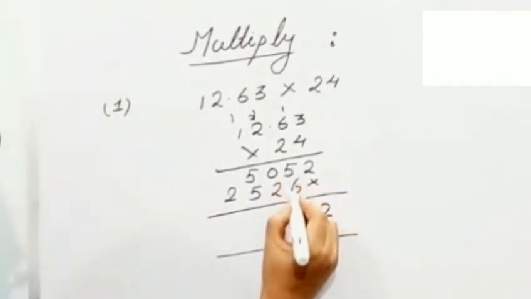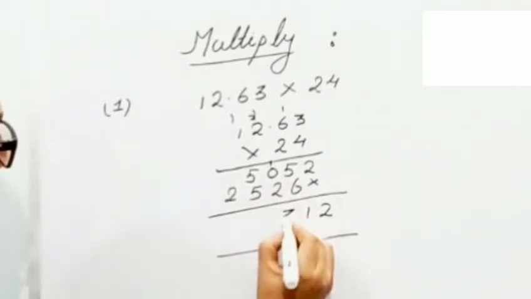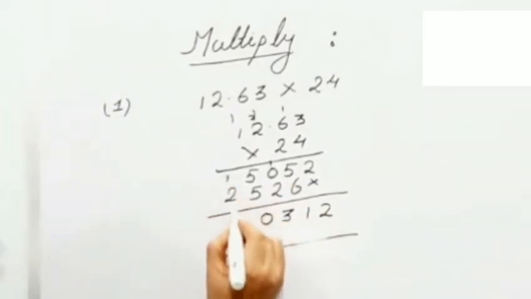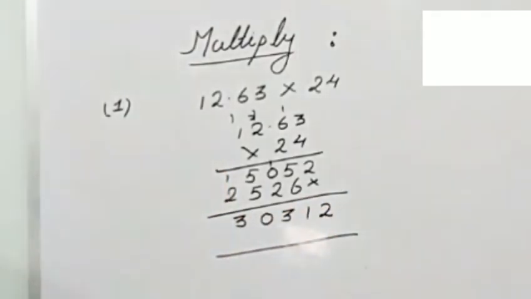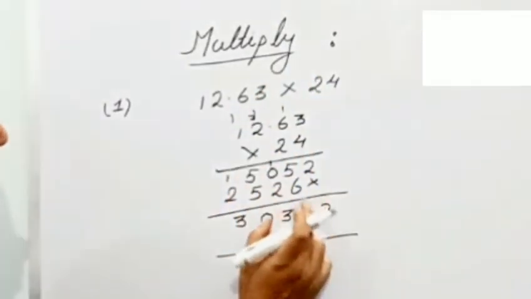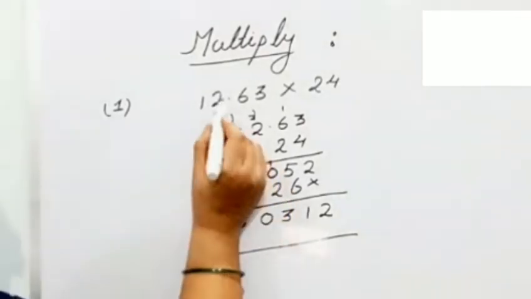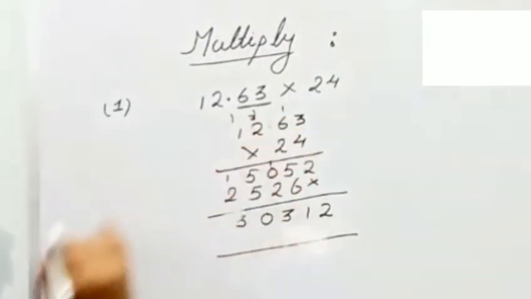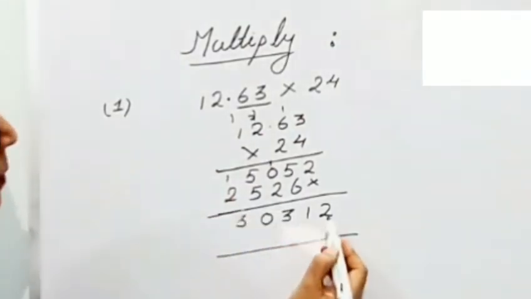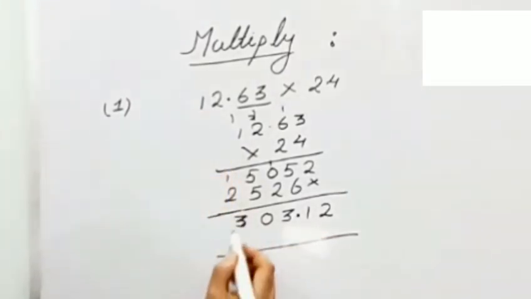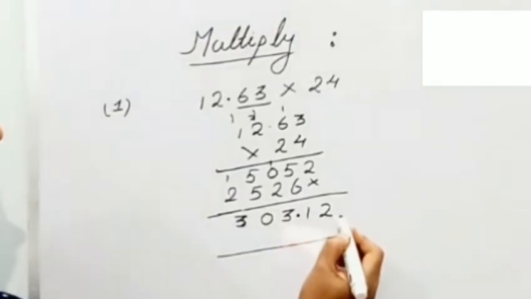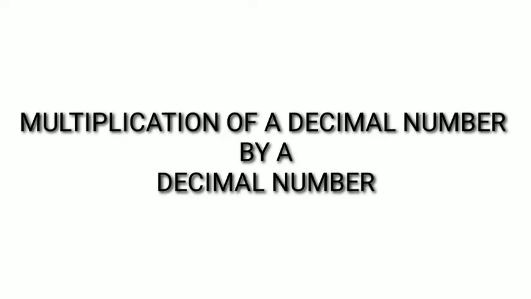2, 5 plus 6, 11, 1 down, 1 carry over, 3, 5 plus 5, 10, 0 down, 1 carry over. Hence the product of the two numbers is 30312. Step 2, count the total number of decimal places and from the right put the decimal point. If you see, altogether you have how many decimal places? 2. So in the final product, from the right count 2 digits and put the decimal point. Hence the product of these two numbers is 303.12.